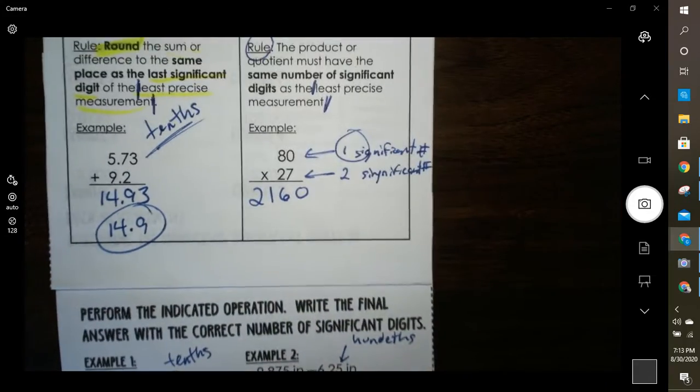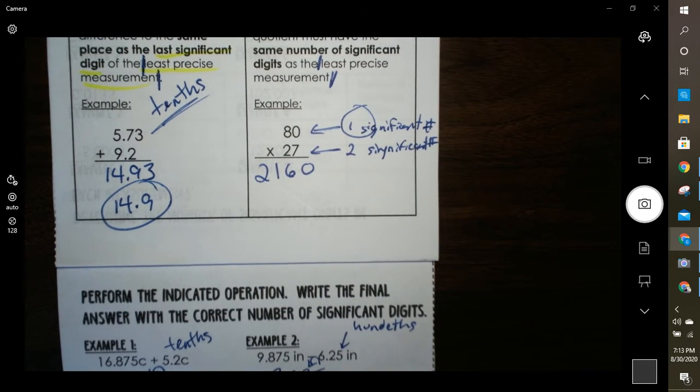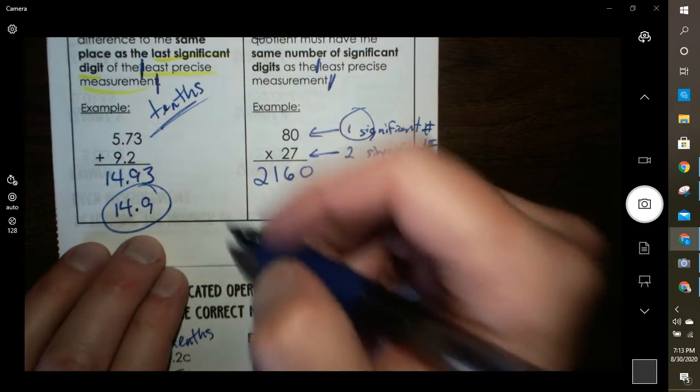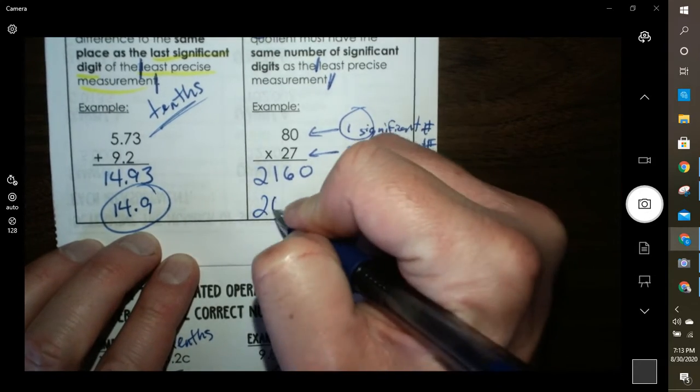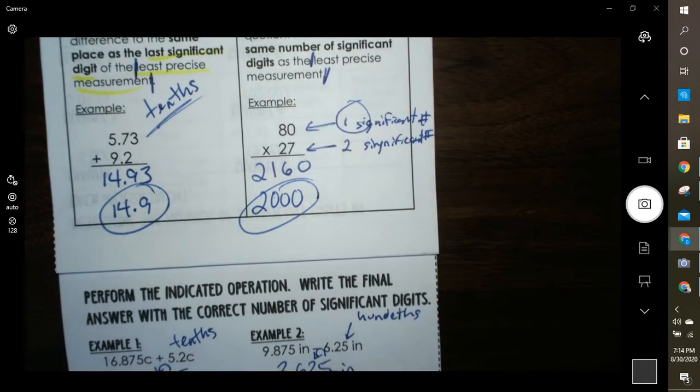Now, think of what is the most significant digit here that we should be rounding to, because we can only include one significant digit. Hopefully you're thinking this 2. The 2 is the most important here. So our answer, simplified, is going to be 2,000. And you can see we are only including one significant digit.